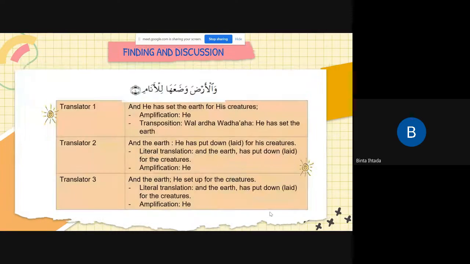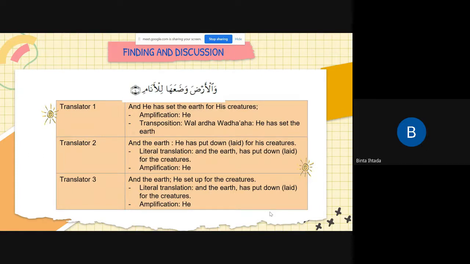And the last is wal ardo wado'aha lil anam. In the 10th verse of Ar-Rahman Surah, the first translation uses the amplification technique by adding "he" to the target language. Then the translator used the transposition technique by changing the position of ardo in wal ardo wado'aha, which literally means "and the earth he set up," to "he has set up the earth."